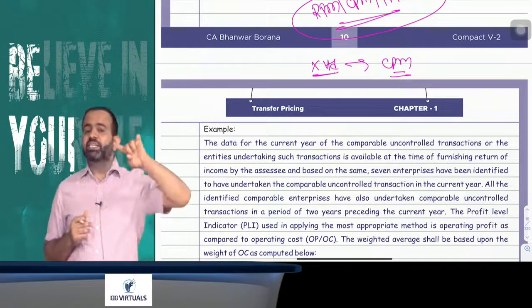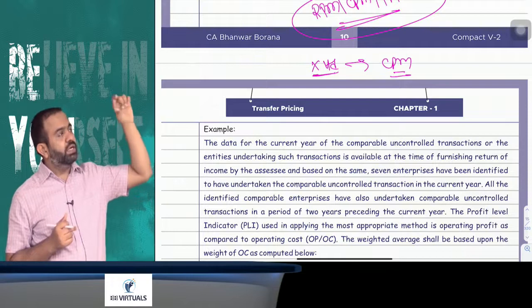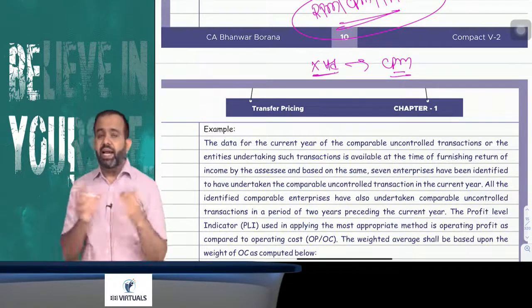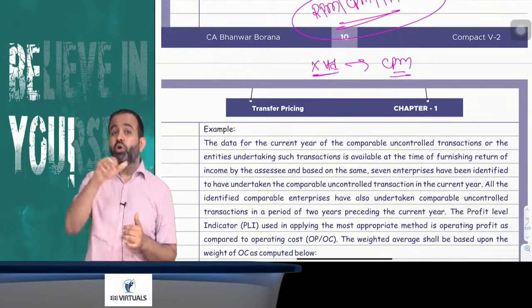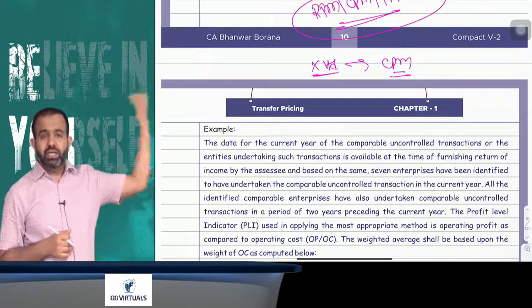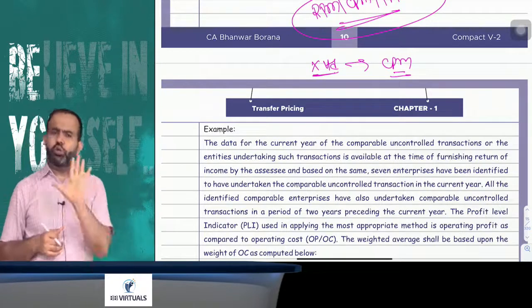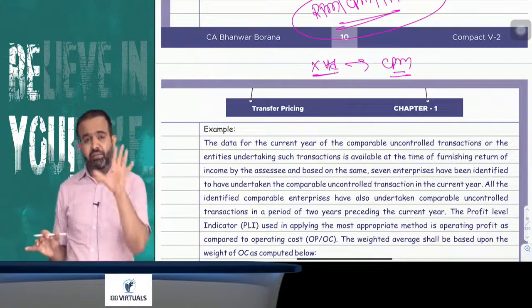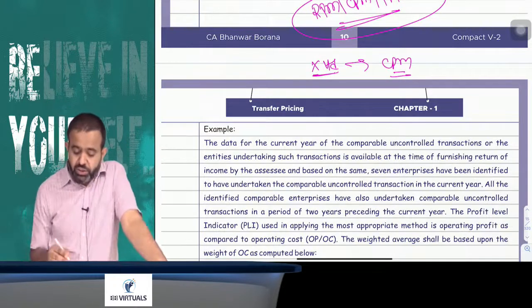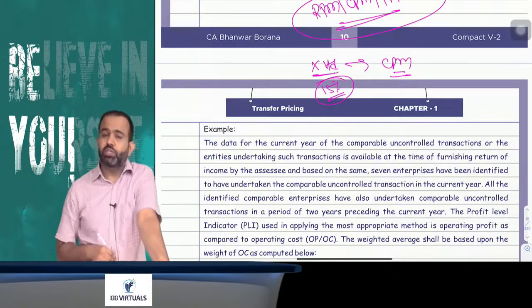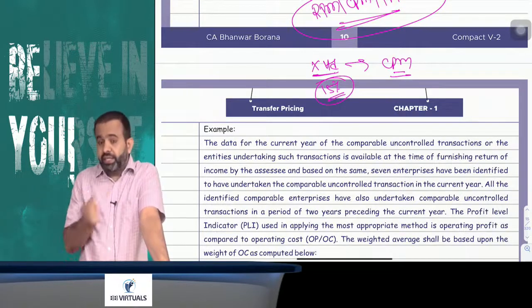Because in the resale price method, I explained that you just reduce the GP from the selling price, or in cost plus method, just add the profit on your total cost, or in the transactional net margin method, just take the net profit margin of the other enterprise or similar enterprise. So there will always be a percentage. So suppose X Limited is our company, and we are following cost plus method, and we are charging, suppose, 15% profit from our associate enterprise on the cost.